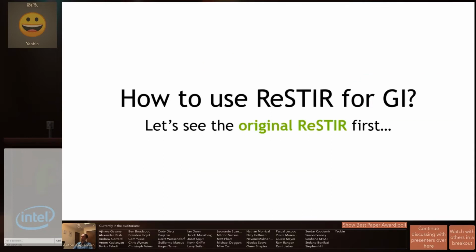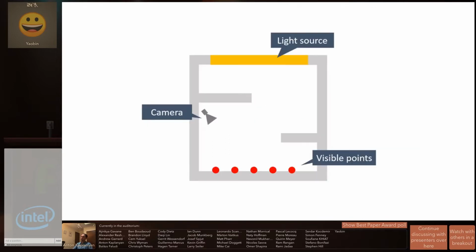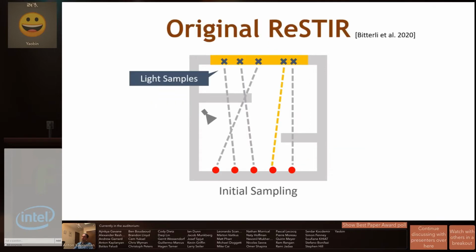But how to use it in rendering? Let's see the original ReSTIR, which is used to calculate direct light. Suppose there is a room with an emissive ceiling, and we are going to calculate the illumination of the floor. The 5 red dots are 5 visible points we are going to calculate. Using original ReSTIR, the first step is to place light samples on the emissive ceiling. Not all samples have contribution to pixels. For example, the left 3 pixels have no light because their samples are occluded.